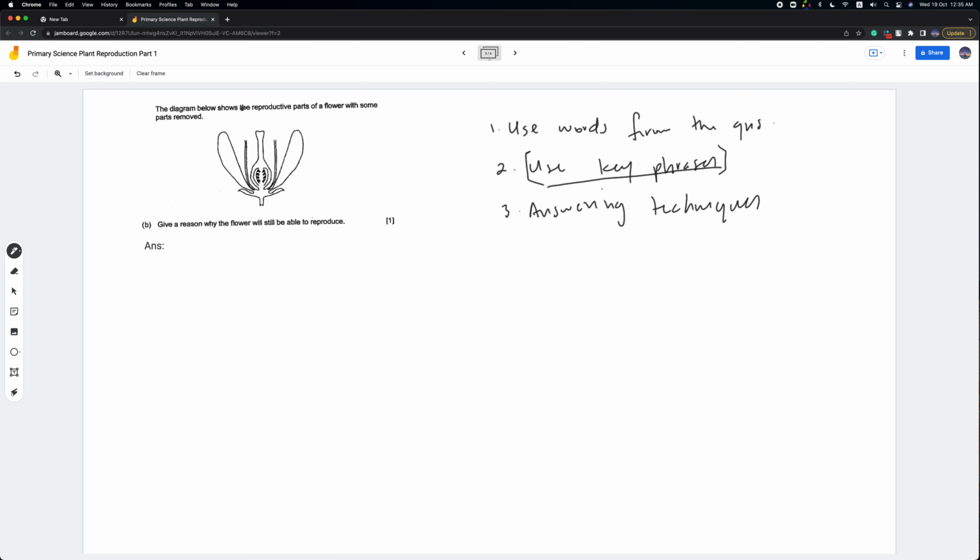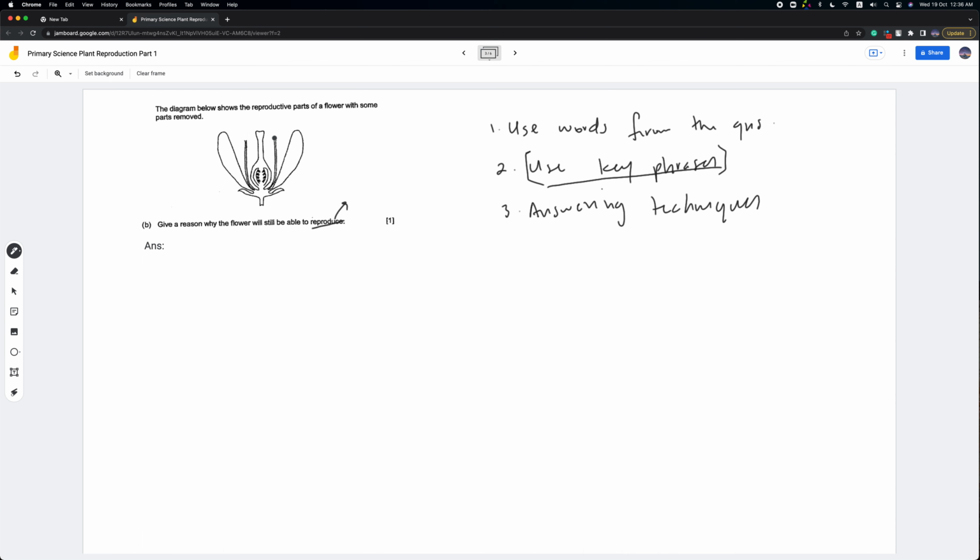The diagram below shows the reproductive parts of a flower with some parts removed. Common question, they like to remove certain parts and then they will ask you to give a reason why the flower will still be able to reproduce. Keyword, reproduce. A lot of students get tricked by this question, especially if it's a new topic and they have not done this kind of question.